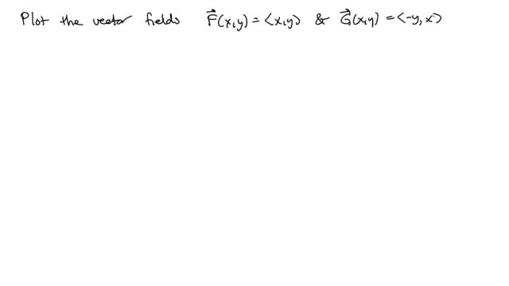Of course, the only place where mere mortals could plot a vector field is in the plane, and so let's take a look at that. Let's plot the vector fields f of x, y equals x comma y, and g of x, y equals negative y, x. Let's focus on this vector field first.